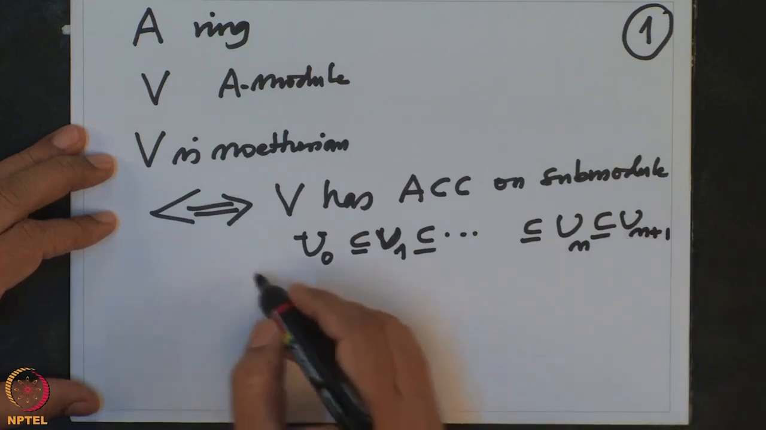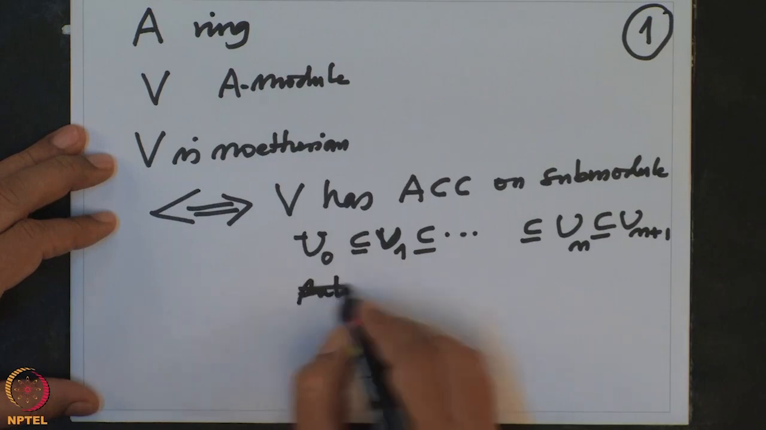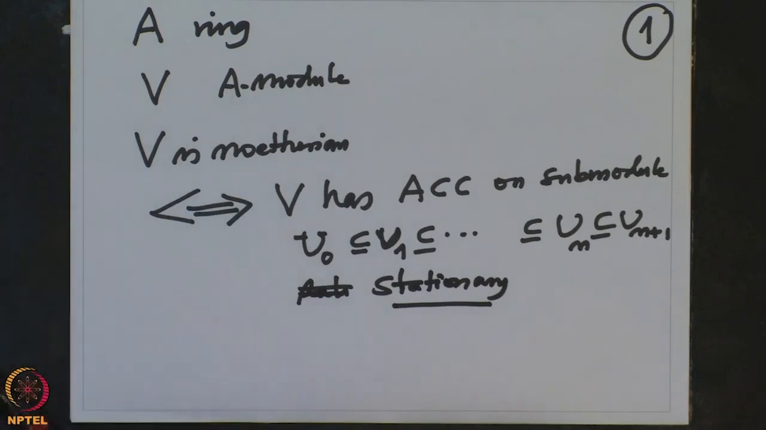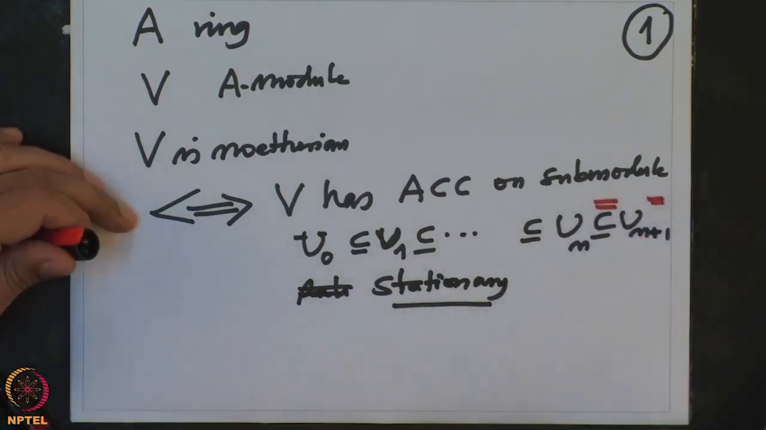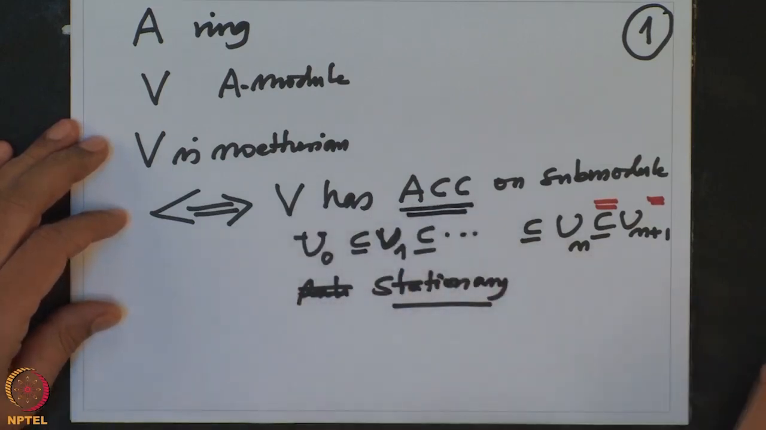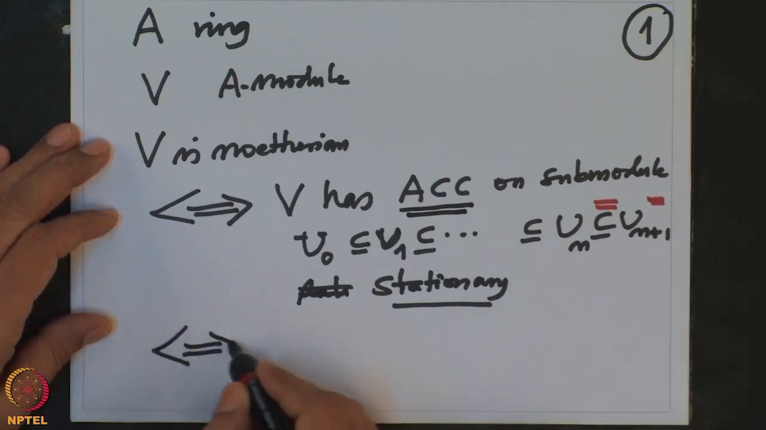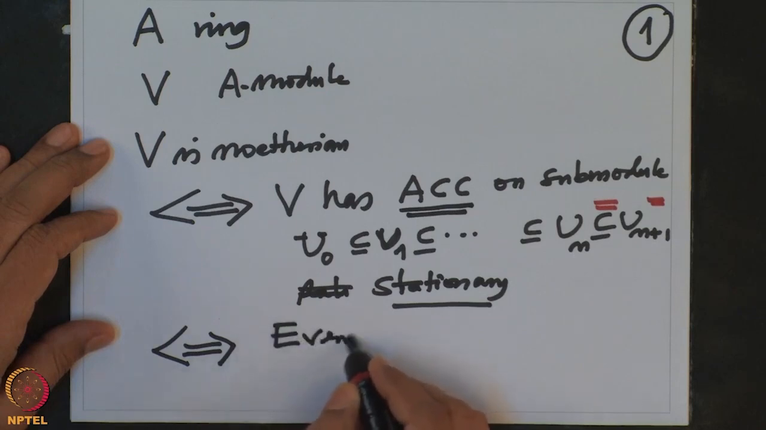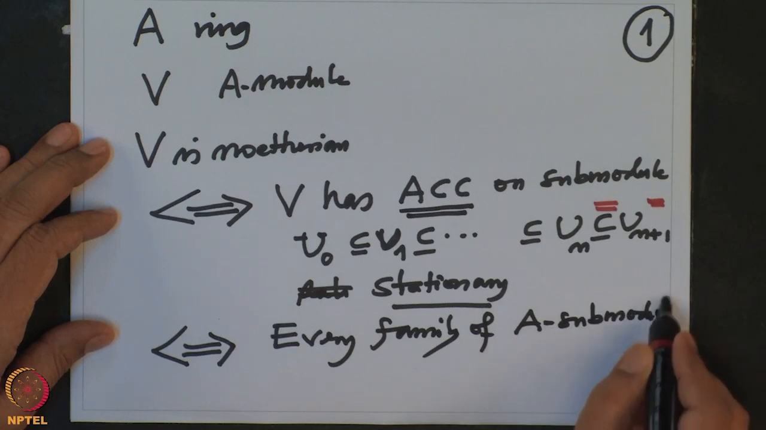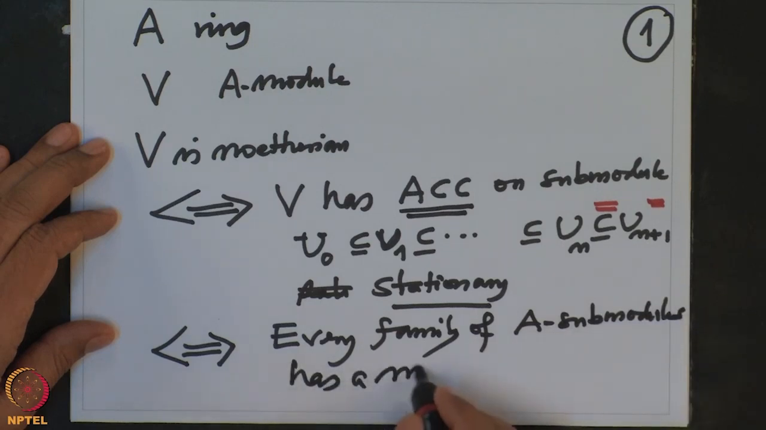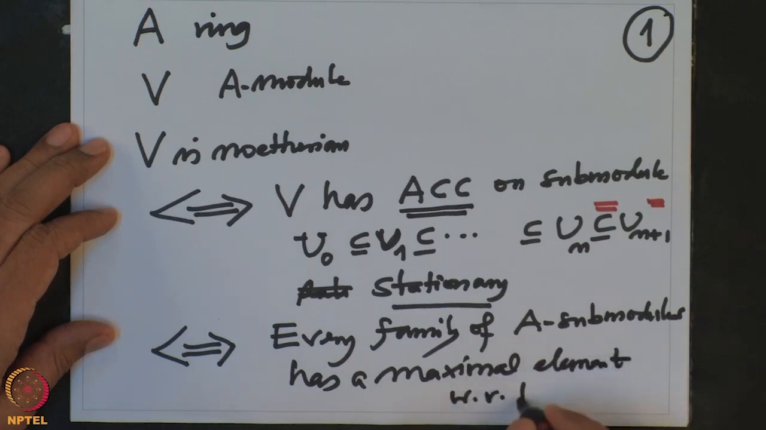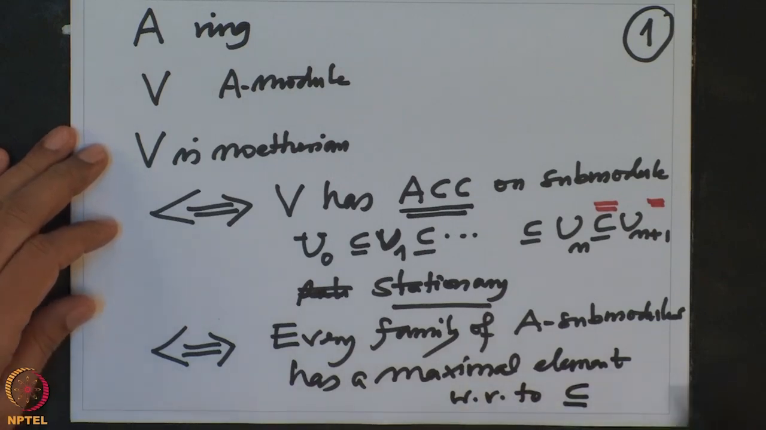So this is stationary. Stationary means that after some stage, it will become equal here, and the rest are all equal after that. Then you call that ascending chain stationary, and if V has ACC it means every ascending chain of submodules is stationary, which is clearly equivalent to saying that every family of submodules has a maximal element, maximal with respect to the inclusion.